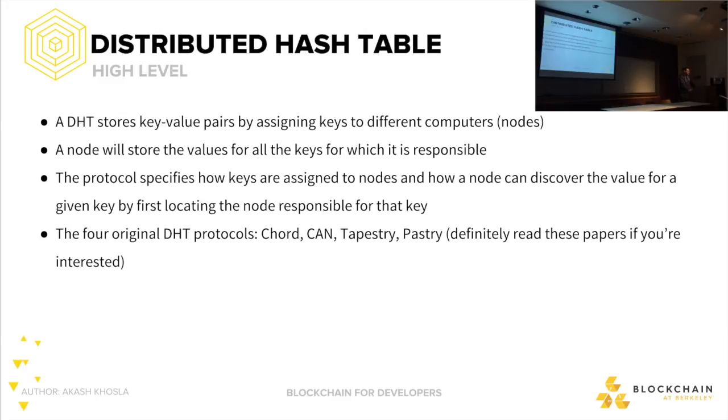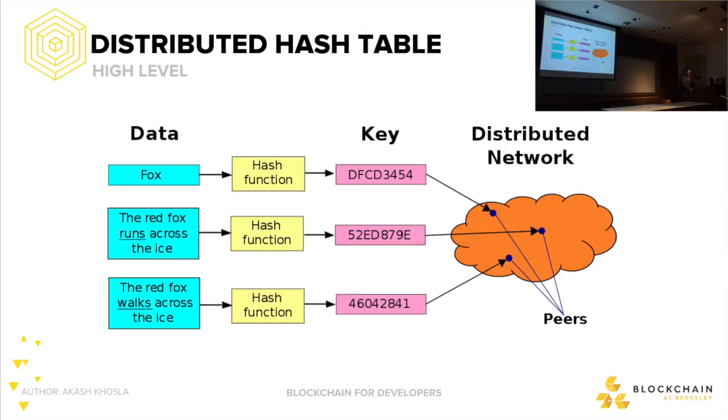Some of the original ones were invented in 2001. I think Chord actually came out of a bunch of Berkeley professors like Scott Shenker and Sylvia Ratnasamy and some others. But the other ones are also pretty famous. Definitely recommend checking out if you're interested in that stuff. But yeah, this is a really simple overview: you hash your data, you get a key, and then on your network you have files stored across different nodes, and the lookup happens also through those different nodes.